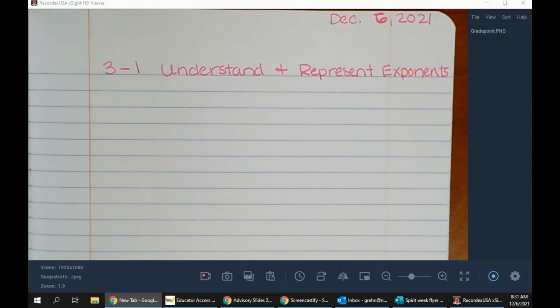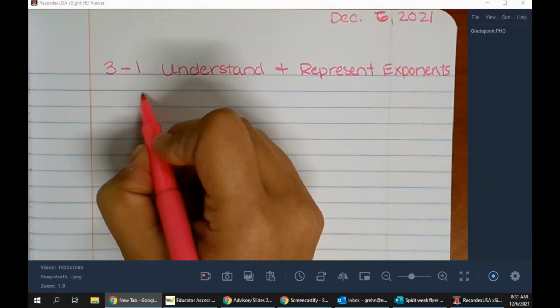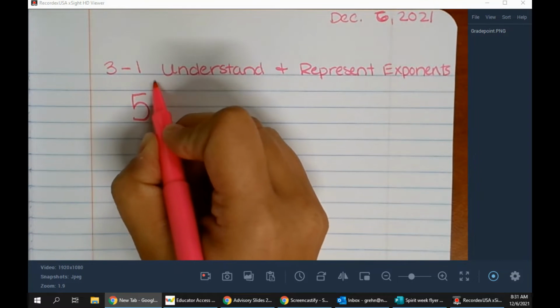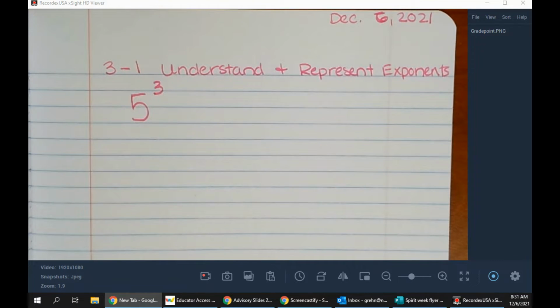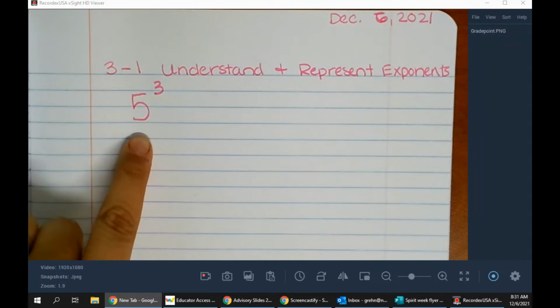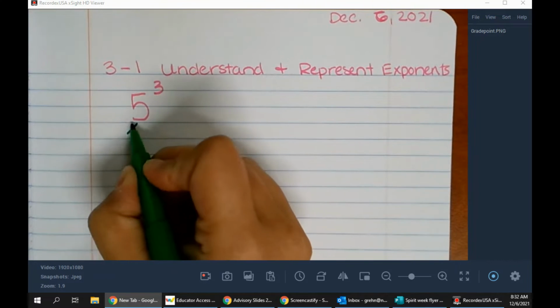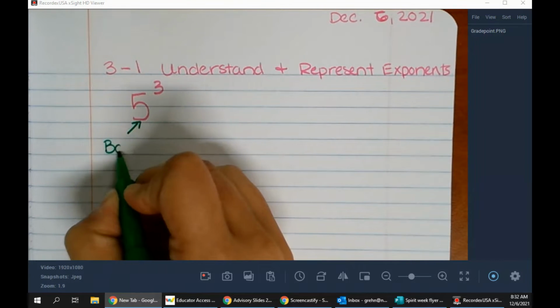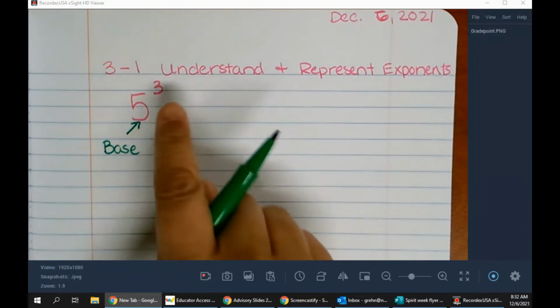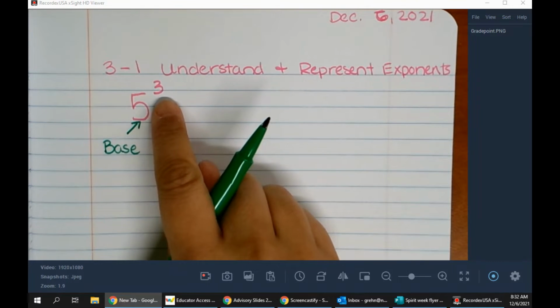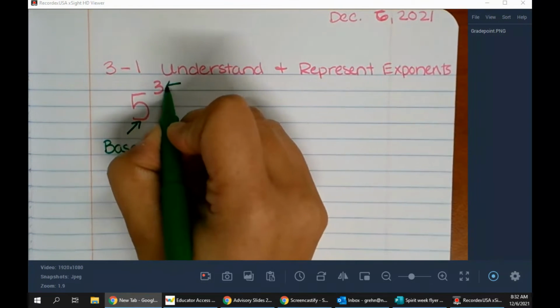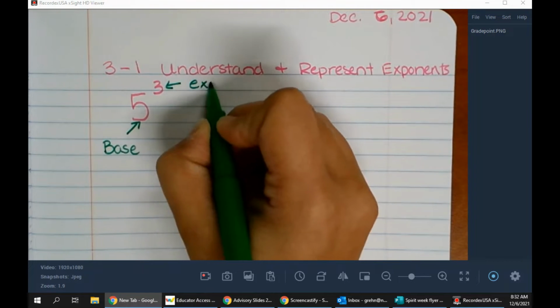So we're going to look at an example of an exponent problem to start with. And we're going to use this to identify different parts of an exponent problem. So if you take a look at this, the number that's written bigger right here, this is called the base. So 5 is our base. And then the smaller number that's written up here, in this case it's the 3, that is called our exponent.